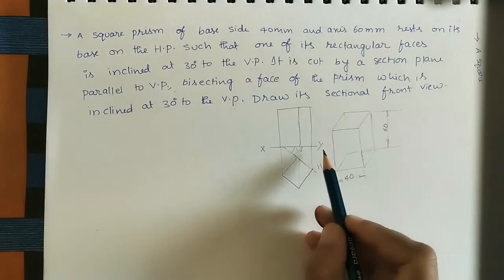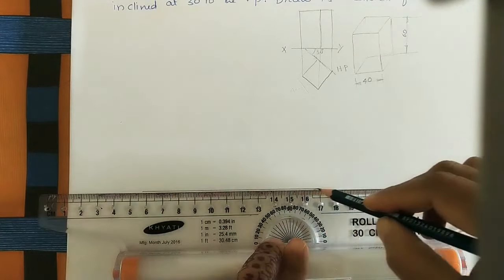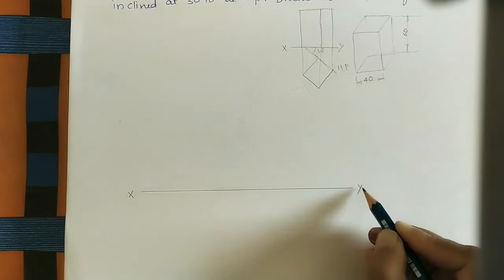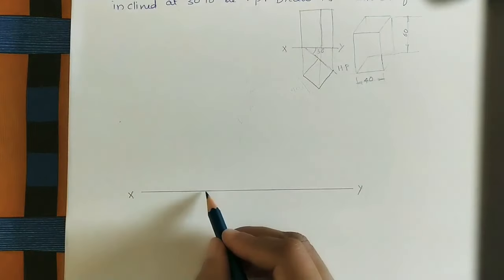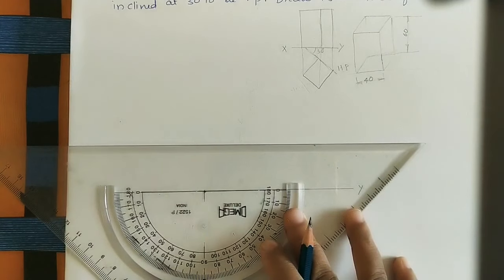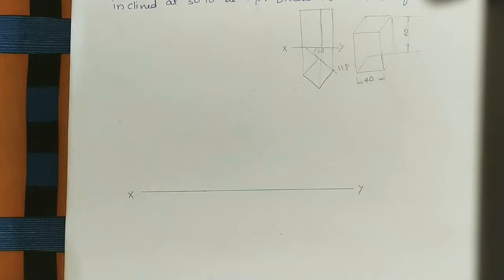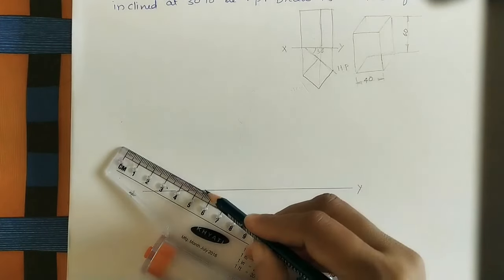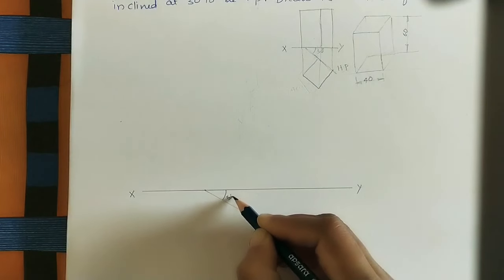Okay, first do the XY line of any length. This is X, this is Y. Here we can take any gap. Take a 30 degrees line. So take any one point. Mark the 30 degrees line. Take 30 degrees here. Do the line. So this is 30 degrees.